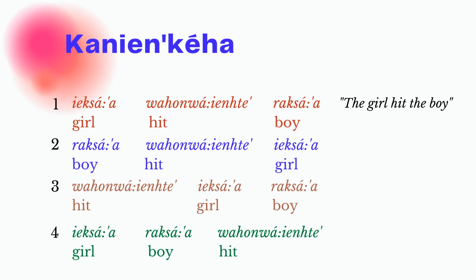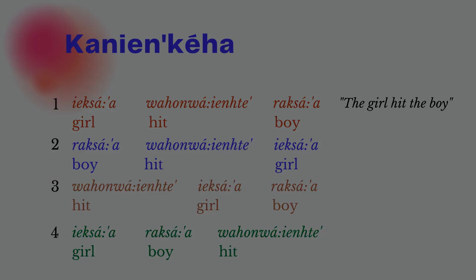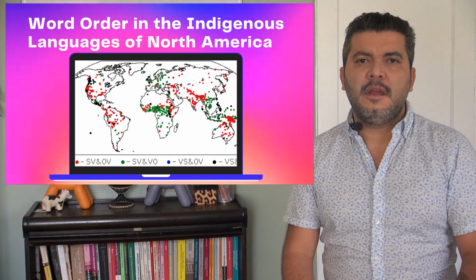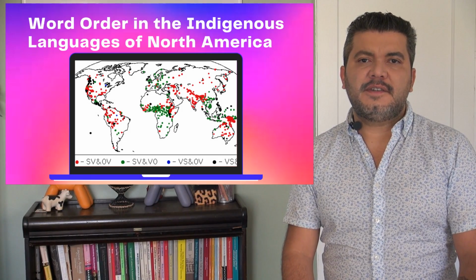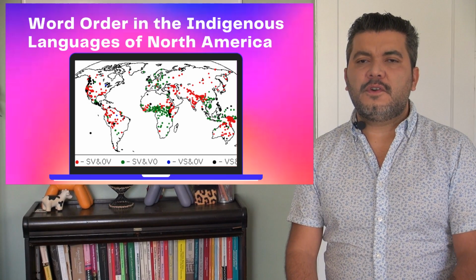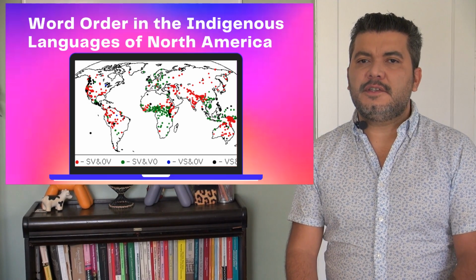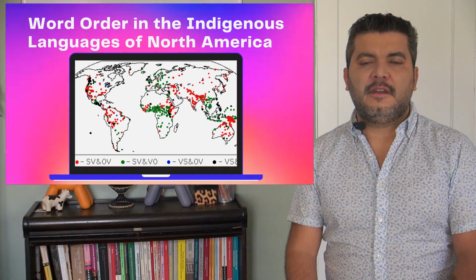Anyway, going back to Kanien'keha, how can we know who is doing the hitting and who is being hit in these sentences? Well, this information is actually encoded in the verb. The presence of the infix honwa encodes the information that a female is doing something to a male. All those examples show that there is a great deal of variation in word and sentence structure in the indigenous languages of the Americas.